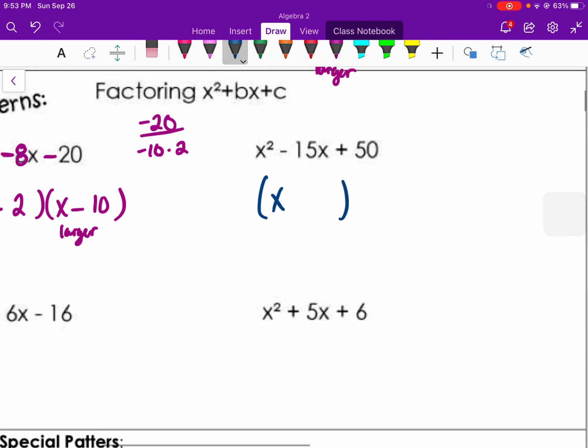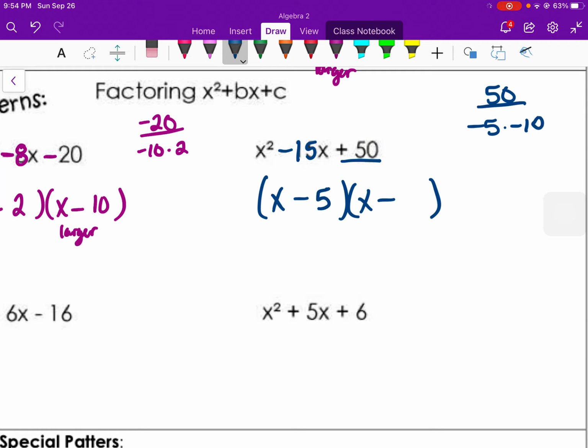All right, in this one, I have a positive C value, plus 50, but it adds up to a negative 15 in the middle, which tells me that they both have to be negative. So I have to find two numbers that are both negative, multiply to positive 50, but add up to negative 15. So that'd be negative 5 times negative 10. So it'd be x minus 5 and x minus 10 for my factors.